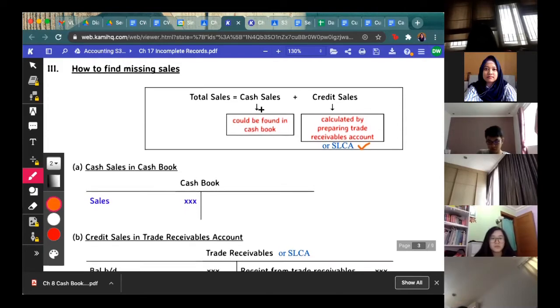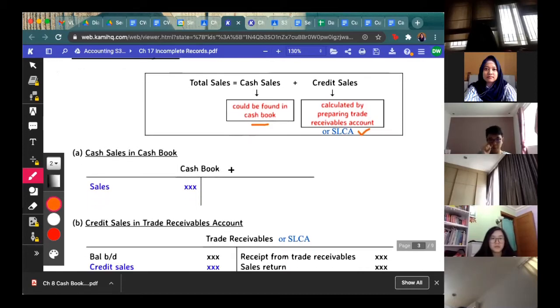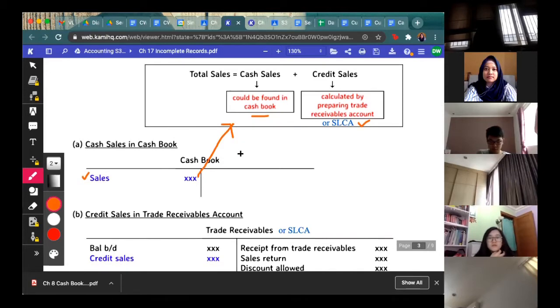So to find cash sales, you can find it in the cash book. In the cash book part, you will see sales on the debit side of the cash book, because sales will increase the money, can be cash, can be bank. So that is why it is shown on the debit side here. Whatever you find in the cash book on the debit side where the detail is sales, put that as your cash sales.